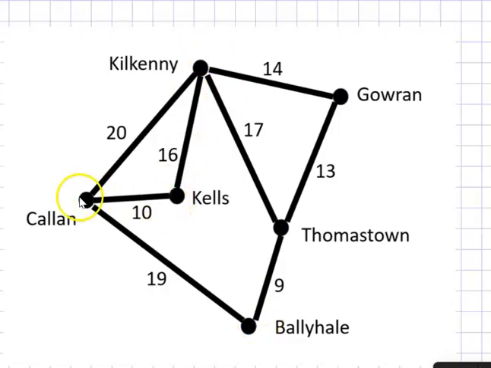You can go via Kells and Callan. That's going to cost you 26 to go via Kells as opposed to 20, so that's not as good. Again, if you went via Gowran, 14 plus 13 is 27. That's more than the 17. So in a sense, the quickest routes would be either 39 via Callan or 26 via Thomastown, so it doesn't take too long for you to say that we've got the shortest distance is Kilkenny.